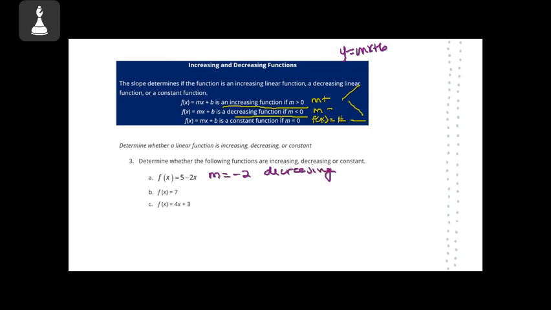B does not have any x's, so there is no slope, meaning we have a constant function. And the last one, our slope, the value that's attached to x is 4, positive, meaning it is an increasing function.